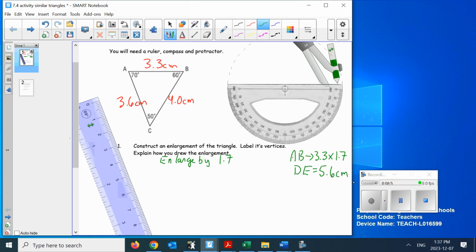Then, from our BC measurement of 4, I'm going to multiply by 1.7. We're going to call that EF. That's going to be equal to 4 times 1.7. Use a calculator, please.